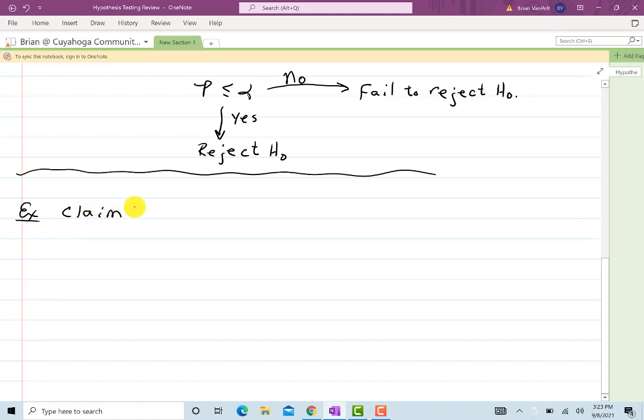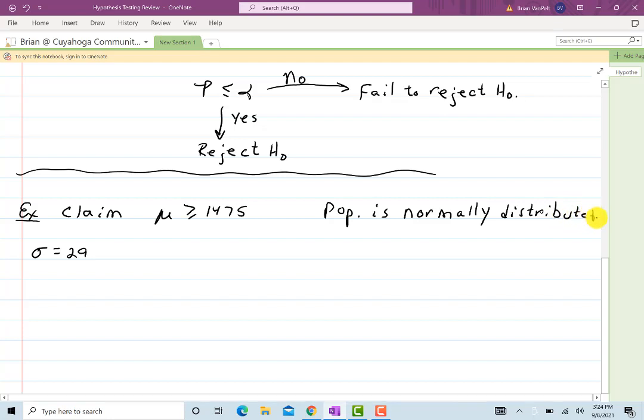All right, suppose I have a claim that the mean of something is greater than or equal to 1475. And what I have, we know from a population that is normally distributed that sigma is equal to 29. So let me write that down. The population is normally distributed. So we need some other information. So the sigma is known in this situation here.